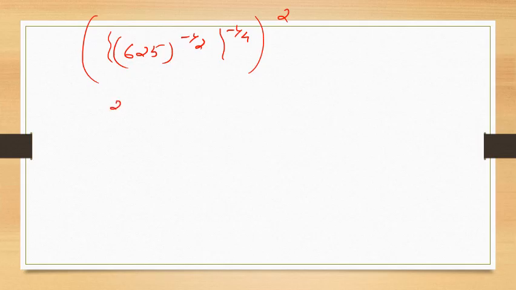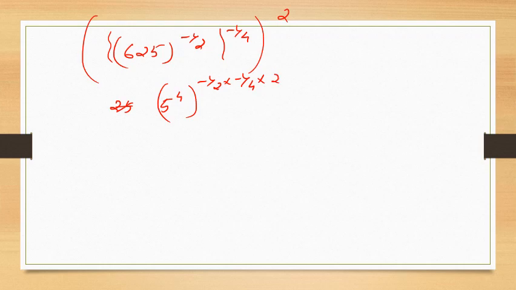Next question. Simplify 625 raised to minus 1 by 2 raised to minus 1 by 4, whole raised to 2. So 625 you can write it as what? 25 square. Or instead of 25 you can write 5 raised to 4, raised to minus 1 by 2 into minus 1 by 4.